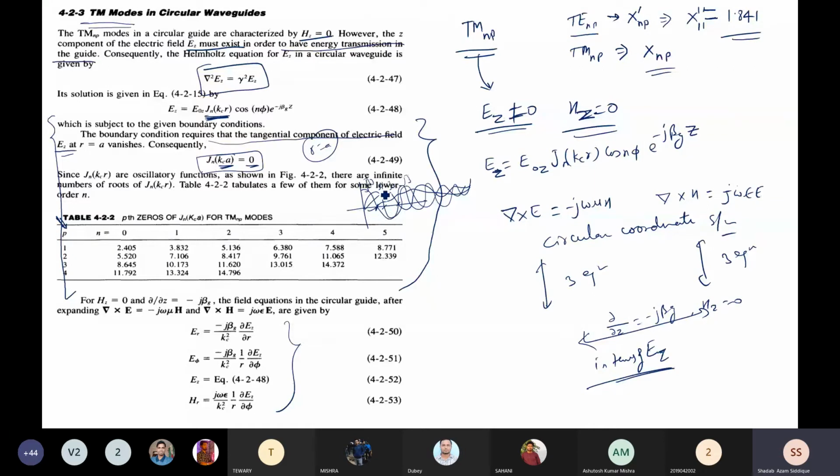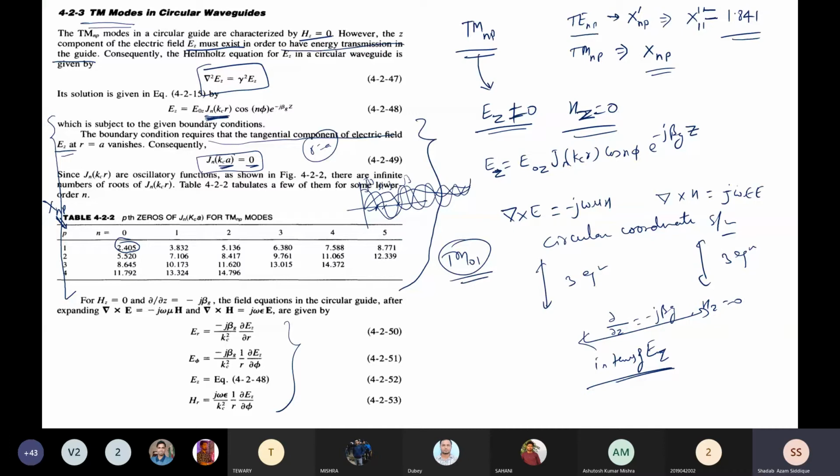When it crosses 0, at some value of n and p it will become 0. This is called Xnp, and you can see the least Xnp is 2.405. 2.405 is the least value of Xnp. So that means the dominant mode which we can get for the TM mode is TM01. TM01 is the dominant mode here.